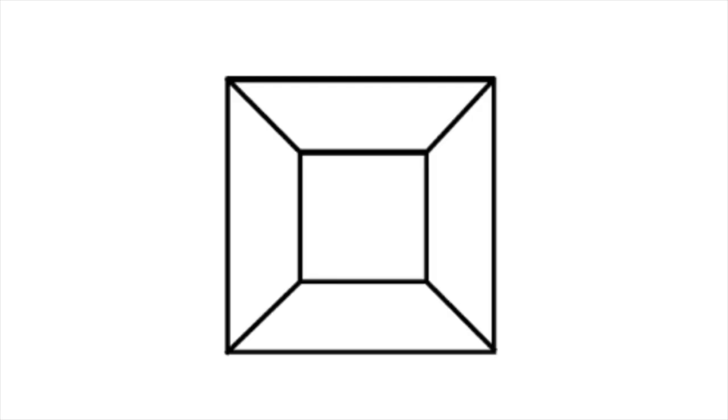So pause the video and draw what you saw. So you can see how close was your drawing to this image. The way I might describe this image is by saying that I see a square on the outside and a smaller square on the inside, and there are diagonal lines joining the vertices of the two squares.